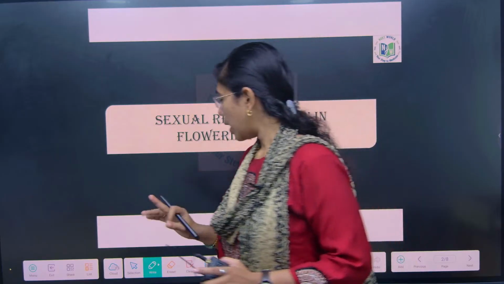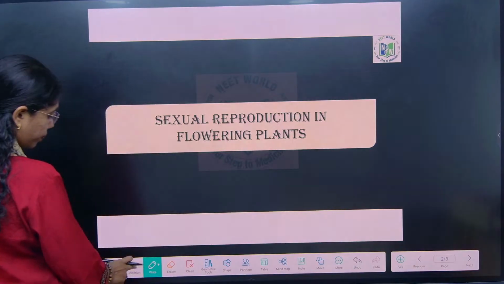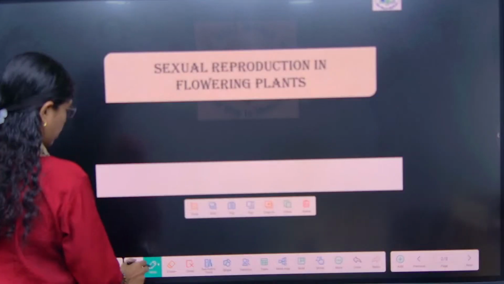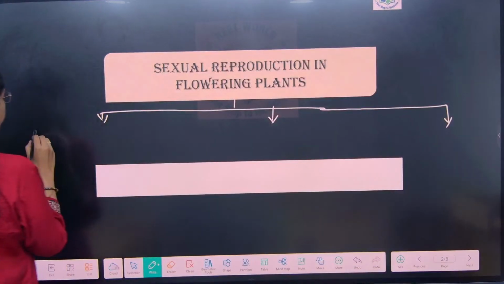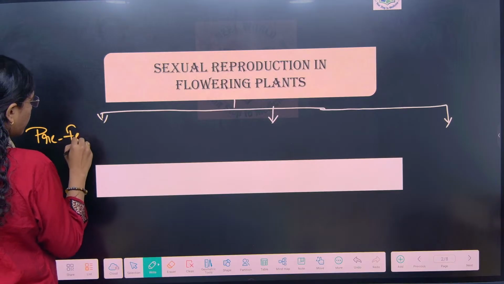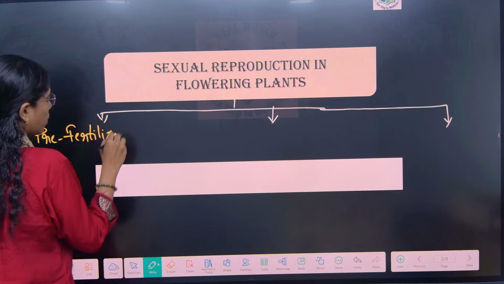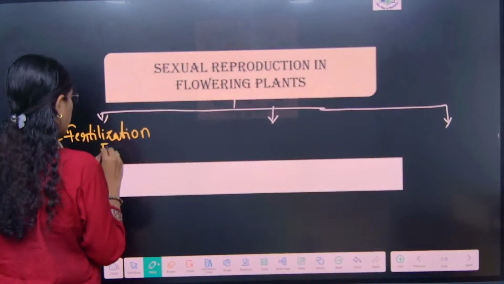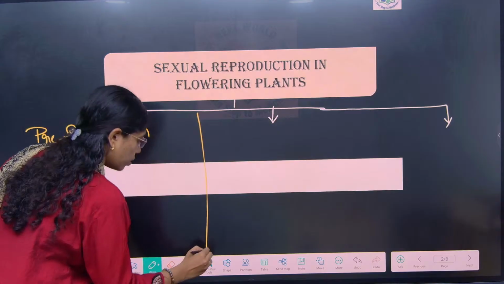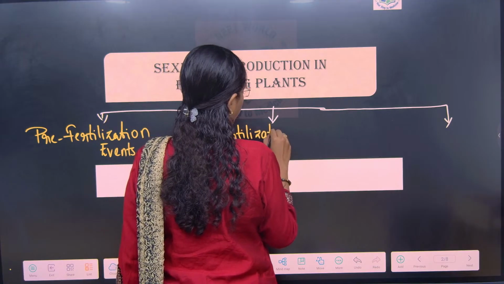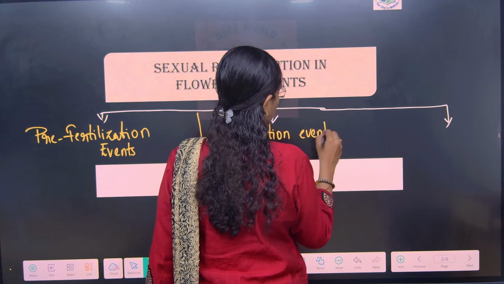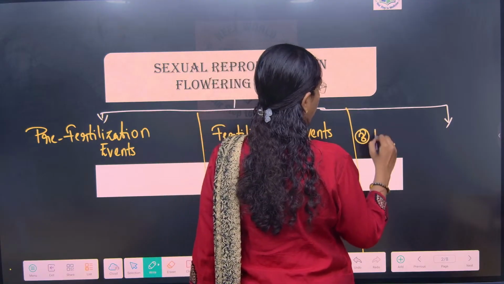Sexual reproduction of flowering plants, if you have to fragment this into three parts, in this chapter you will be learning about pre-fertilization events, fertilization events, and then post-fertilization events.